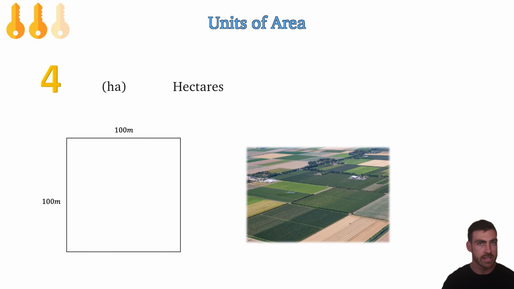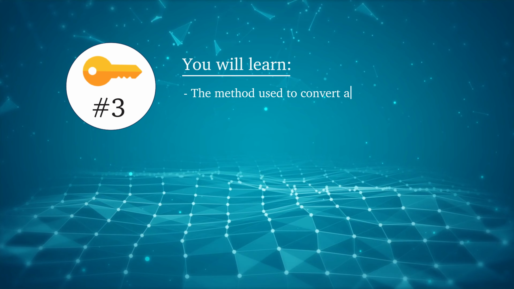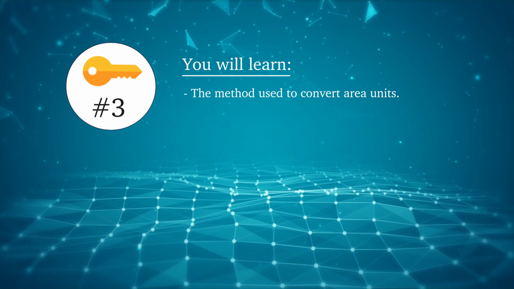We introduce hectares since there's an extremely big difference between 1 meter squares and 1 kilometer squares. So we introduced a new unit in between. It's important to note that hectares are only specific with area. You can't refer to a length of 100 meters as a hectare. So if these are the squares used to measure area, how do we convert between them? In this section, you will learn the method used to convert area units.